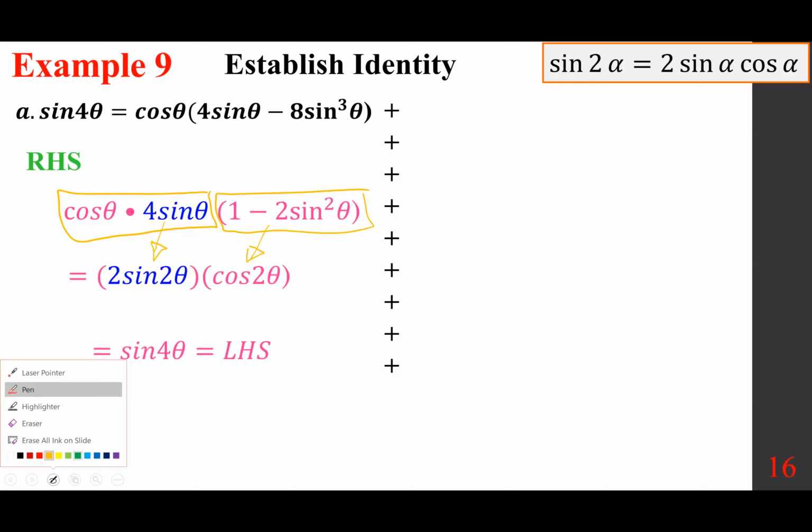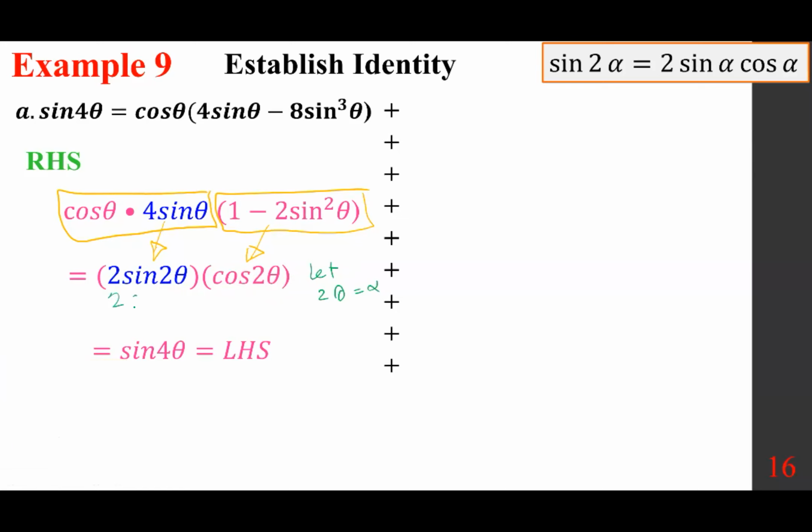Again, one way to look at it, you can let 2 theta be alpha. If you let 2 theta be alpha, this is sine of 2 alpha. If it makes it easier to understand, class, let 2 theta be alpha. So you have 2 sine alpha cosine alpha equals sine 2 alpha. And now replace the alpha with 2 theta, and that's the proof. However you want to look at that.